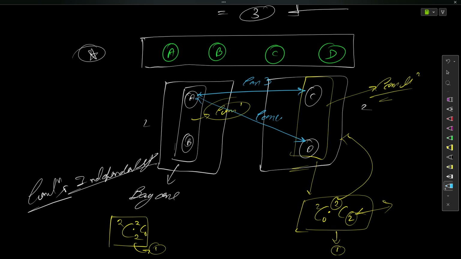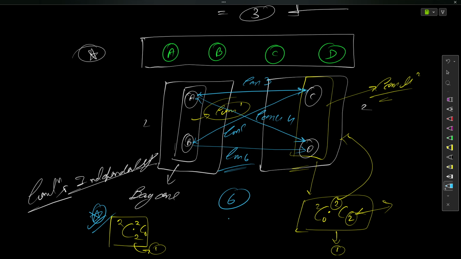This is combination 4. If I start from B, I can connect with C and I can connect with D. Now, you may ask why I'm not choosing A, because A has already been chosen at this spot, right? So, combination 5 and combination 6. So, a total of 6 combinations are possible.